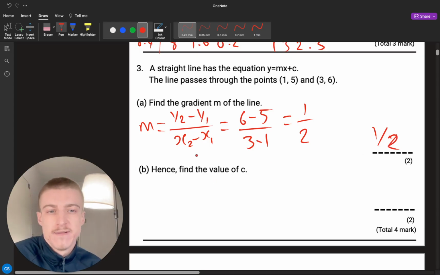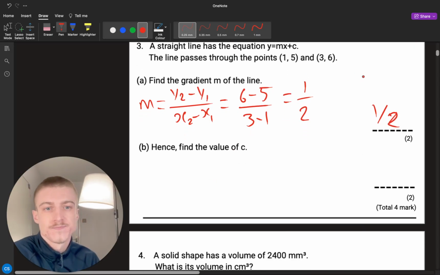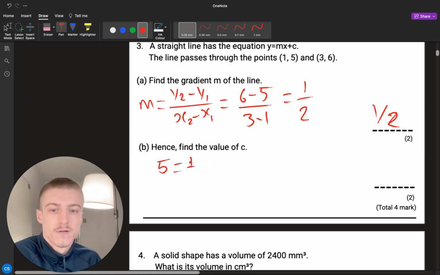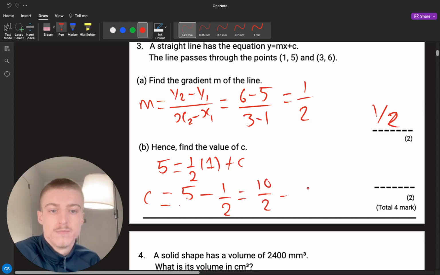Hence, find the value of c. Find the y-intercept now. We can choose one of the points. Let's go with 1, 5. So y equals mx plus c, 5 equals m, 1 half, times by x, which is 1, plus c. Let's rearrange for c. The half times 1 becomes a half. Moving the half to the other side, we've got 5 take away 1 over 2, which is 10 over 2 minus 1 over 2, which is 9 over 2, or 4.5 for our y-intercept. Okay?